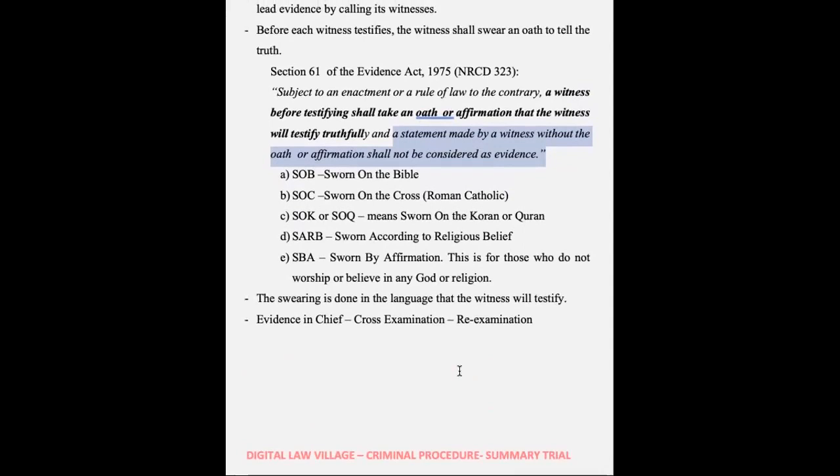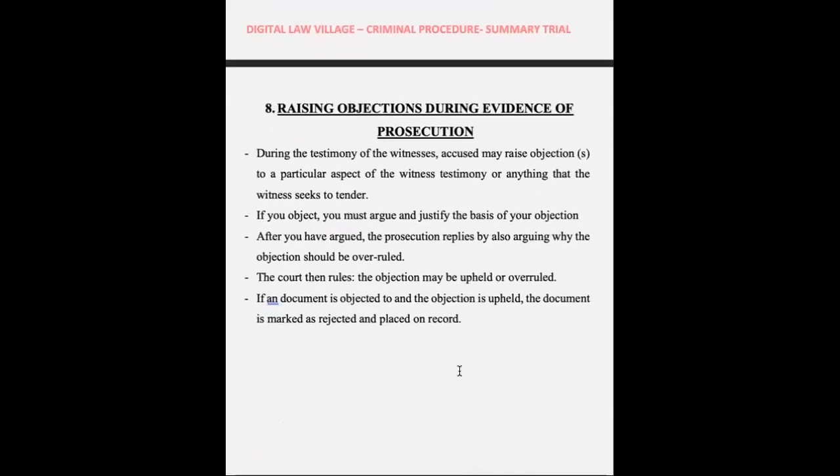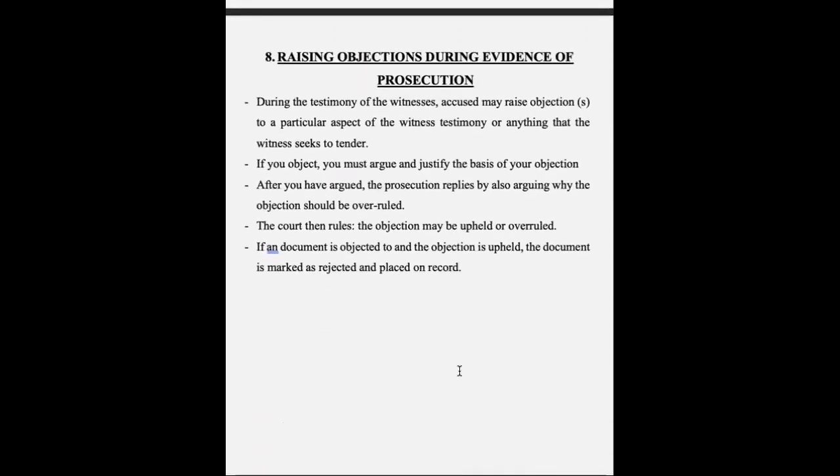If the investigator comes, he's the one that will come and tender everything, because he's the one who conducted the investigation. He's the one who gathered everything by way of investigation. He took the statements from the accused person and everything. Usually, he'll come and sum up everything when it comes to testifying. But there's one thing that you have to note.